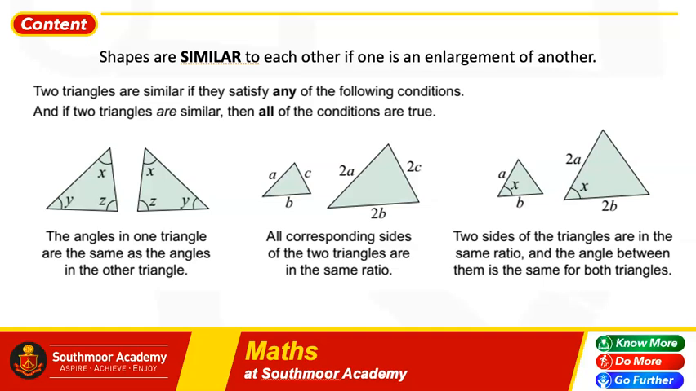So triangles are similar if all of the angles are the same in one triangle as in another. If corresponding sides are also in the same ratio, and if two sides of a triangle are in the same ratio and the angle between them is the same for both of them. So that third one is combining the two.